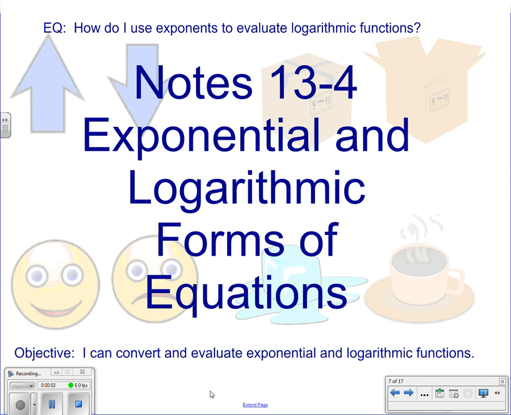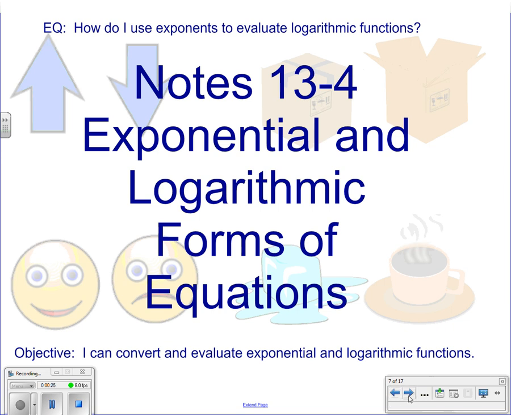This is the recording for Algebra 2, Notes 13-4, Exponential and Logarithmic Forms of Equations. Our objective today is: I can convert and evaluate exponential and log functions. When we finish the notes, you should be able to answer the essential question, which is, how do I use exponents to evaluate logarithmic functions?